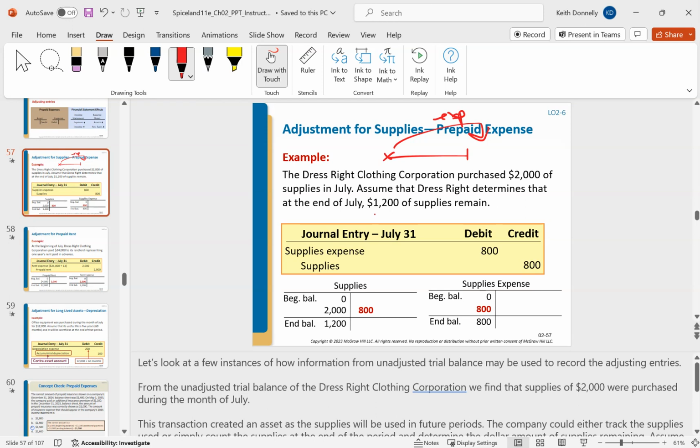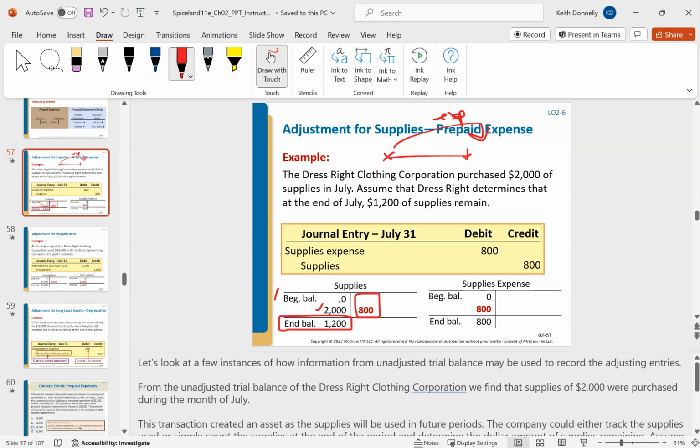And oftentimes, remember I said they have that base formula? What happens here is your beginning, what you bought, you're at the end of the period. Here we are, we go and we count our supplies. If we know we started with 0 and we bought 2,000, and then at the end we only have 1,200 left, that means we must have used 800. It's kind of like cookies in a cookie jar.